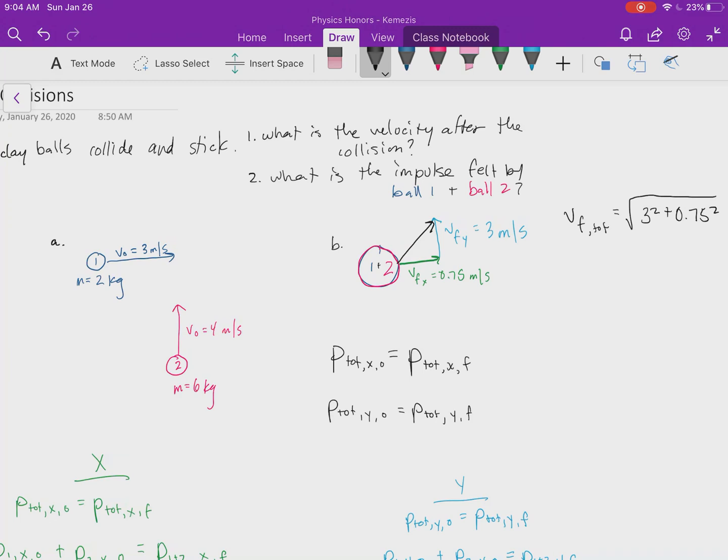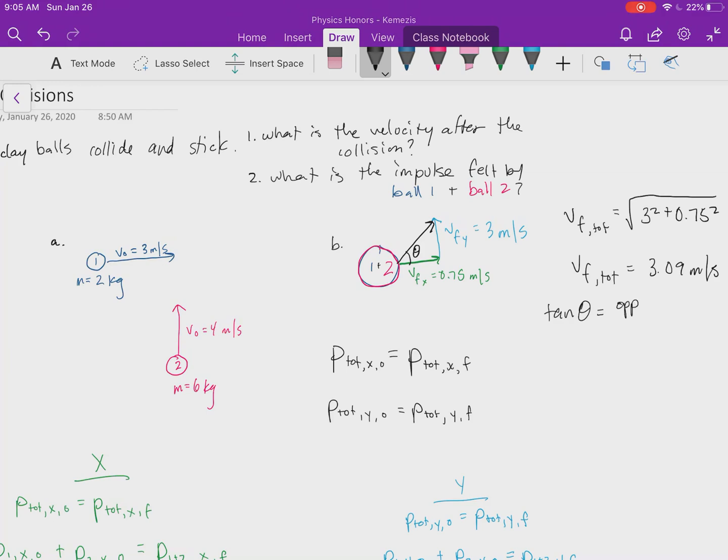So it's like 3.09, but I just want to make sure. 3 squared plus 0.75 squared. Yep, v_f total is equal to 3.09 meters per second. But this is not it. We found the magnitude. We now also need to find the direction. So we need to find theta.